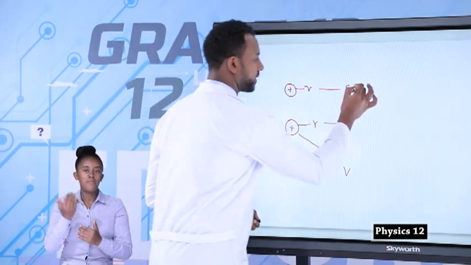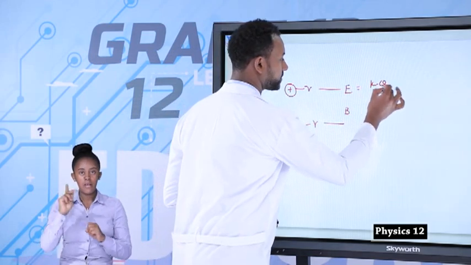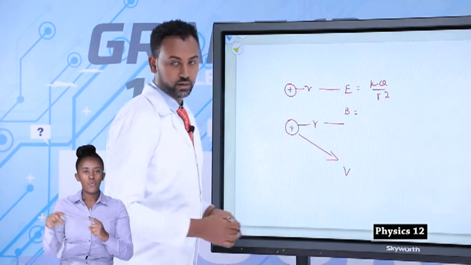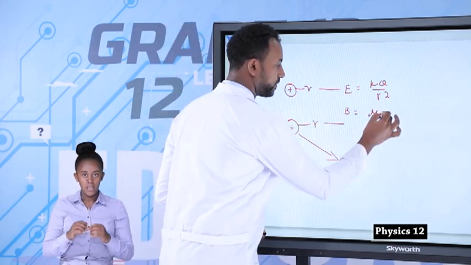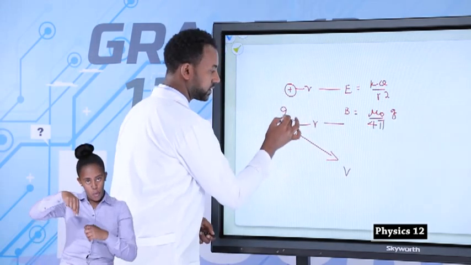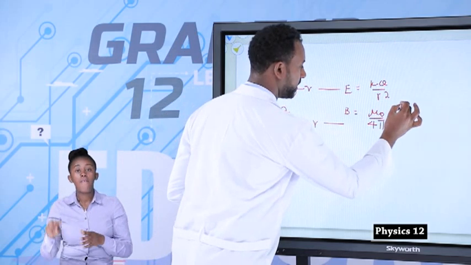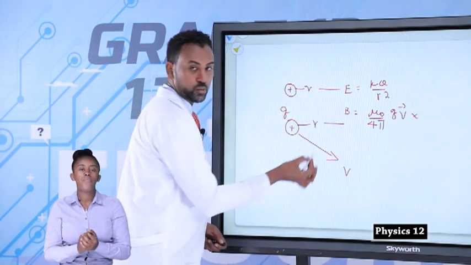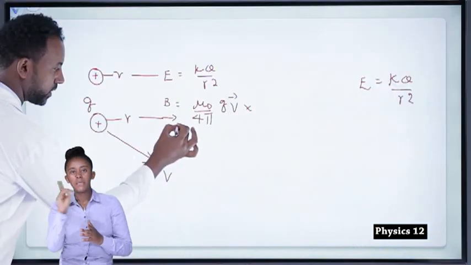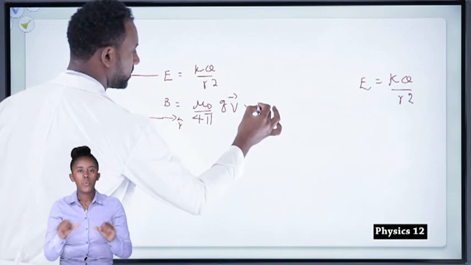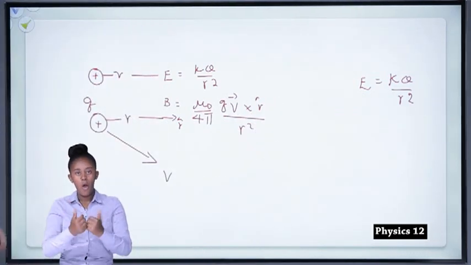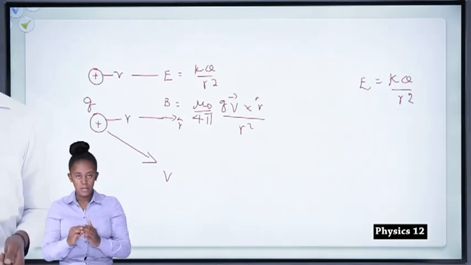It's possible to find the electric field E as KQ over R squared. And it's possible to determine the magnetic field as the permeability of free space over 4 pi, times the charge Q, times the velocity V cross the unit vector R-hat, over R squared. Here we have a distance or displacement, therefore it's possible to have a unit vector. This is how we determine a magnetic field around a moving charged body.